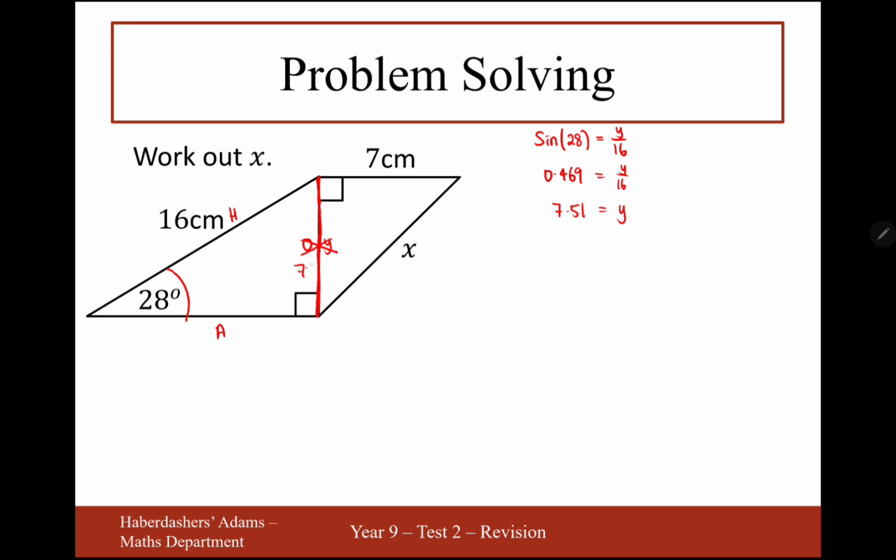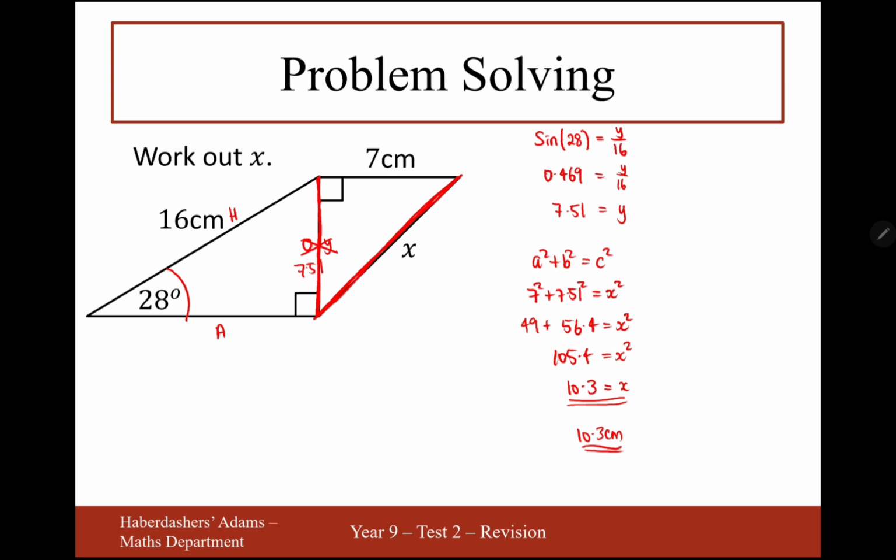Great. So now this is 7.51. The final thing to do will be to use Pythagoras' theorem to work out this side here. So it's a slightly easier question compared to the last one. A squared plus b squared is c squared, so 7 squared add 7.51 squared, but I'll use the answer button at that point. So 49 add 56.4 equals x squared. Add these two things together and you get 105.4 equals x squared, and square root the answer, and that's 10.3 to 3 significant figures, so 10.3 centimeters. Excellent, so there we are, that's the answer to that question there.